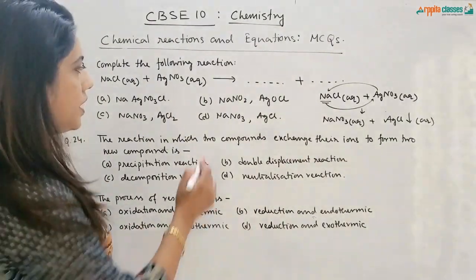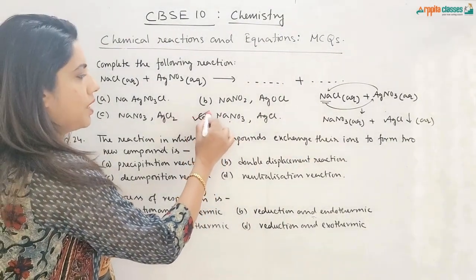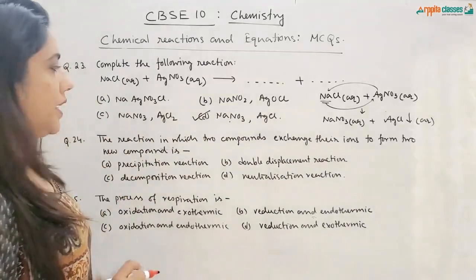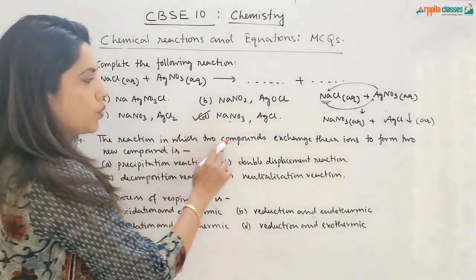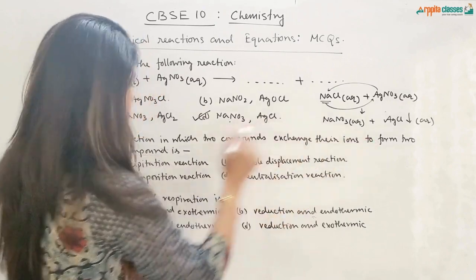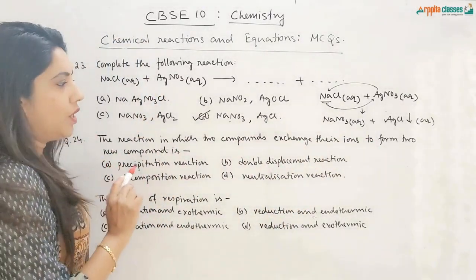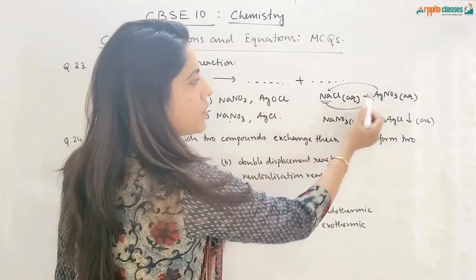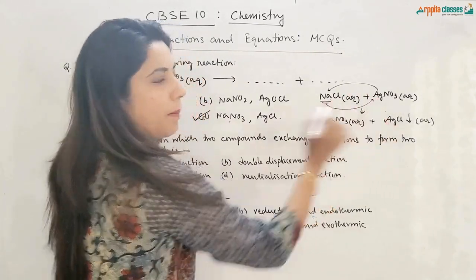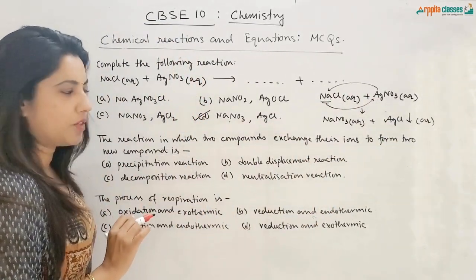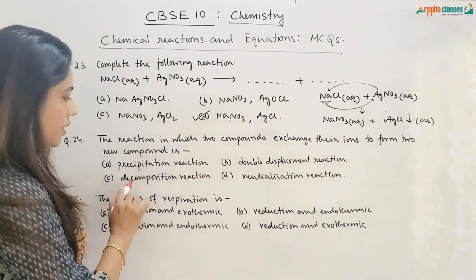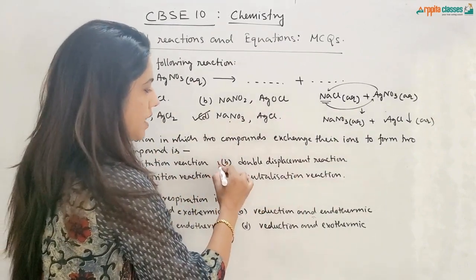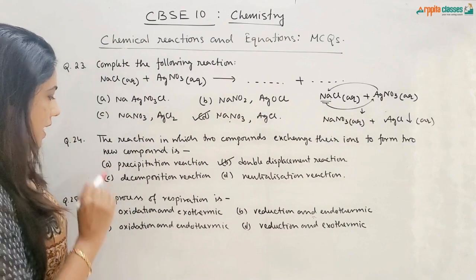Let us see the options. NaNO3 and AgCl, it is option number D. Come to the next question. The reaction in which two compounds exchange their ions to form two new compounds is. So it is a double displacement reaction. Precipitation, no. Decomposition, no. Neutralization, no. It is a double displacement reaction.